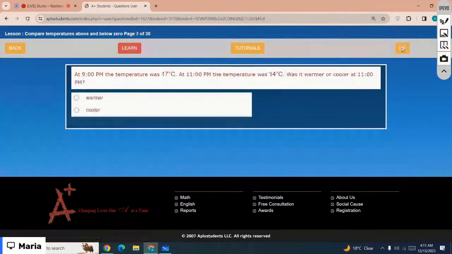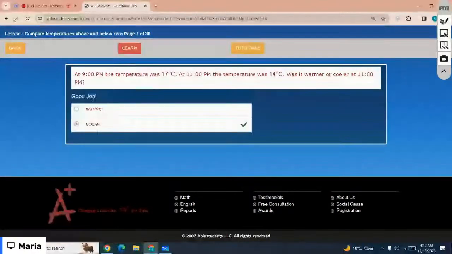At 9 p.m., the temperature is 17. At 11 the temperature was 14 degrees Celsius. Was it warmer or cooler at 11 p.m.? At 11 p.m. it is cooler. The correct option is cooler, right? Okay, you can complete the lesson by yourself later today. Let me just move on to the next lesson.